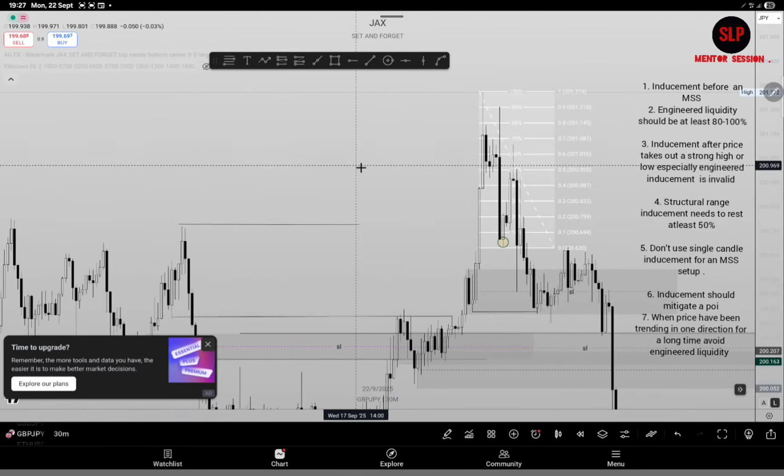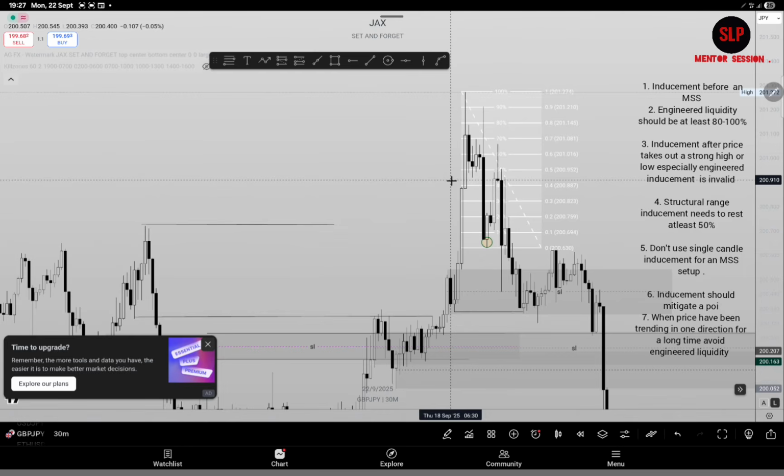When price takes out a strong high or a strong low and then gives you an inducement for a point of interest, most times the whole setup is just liquidity. You should avoid setups like that, especially if you have an inducement and engineered liquidity.